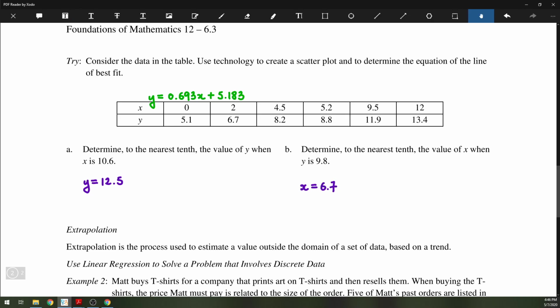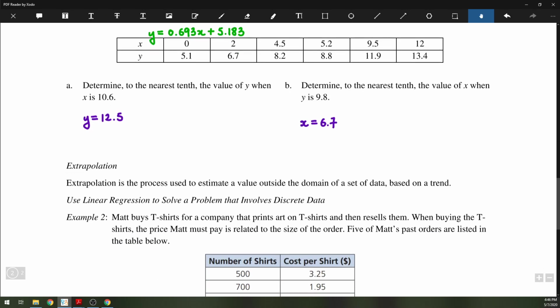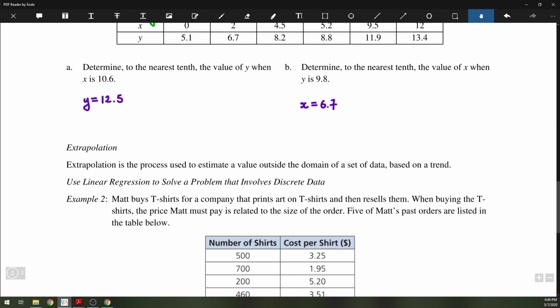Okay, so just one more quick example here. We're looking at extrapolation. It's the process used to estimate a value outside of the domain based on the trend. So it's still based on the line of best fit in this case. But of course, extrapolation assumes that the pattern is going to continue. Maybe it doesn't. We don't know.